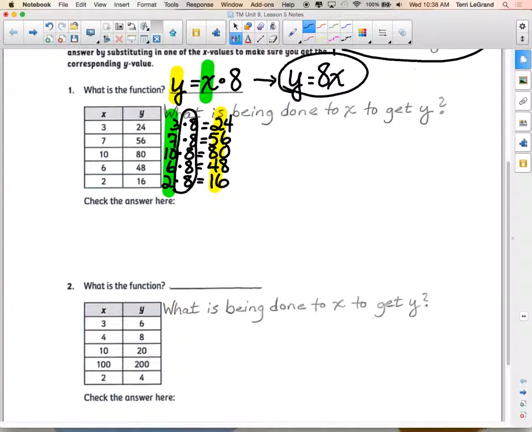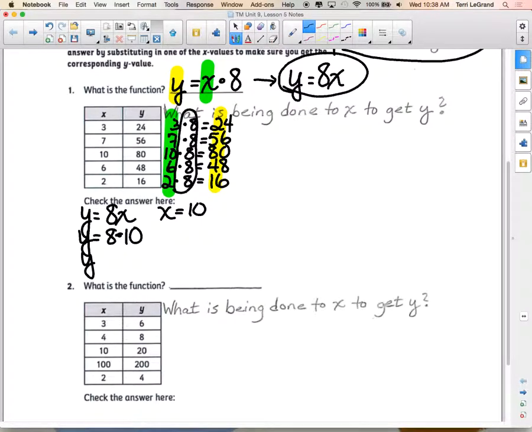Okay, now it tells us to check our answer right here. So we're going to write our equation down. And we're going to pick an x value from the table, plug it into our equation, and see if we get the appropriate y. It should work, in other words. So somebody pick which x value you want from the table. 10. Okay, so we're going to do x equals 10. So y equals 8 times 10.